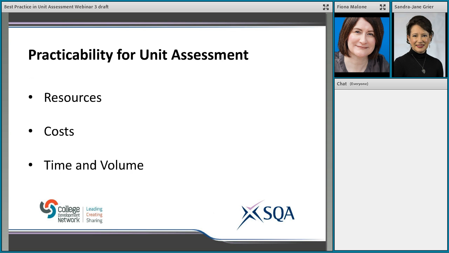Time and volume of evidence. We mentioned this earlier, so let's talk about this now in a little bit more detail. From an SQA perspective, we don't have any rules regarding assessment time. Time of assessment should be proportionate and appropriate for the learner. As a guide, we would normally expect the assessment time for a unit to be approximately 1 hour. However, the assessment time should be reflected in the amount or volume of evidence expected.